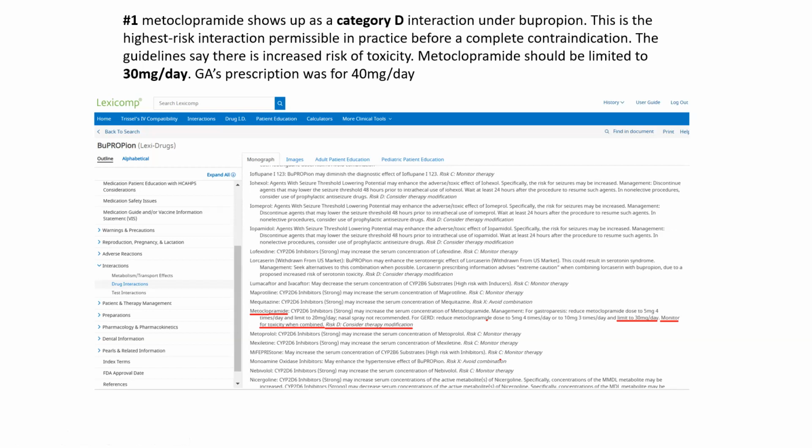And a common example of category D interaction is benzodiazepine and opioids. You may see a lot of patients that are on both, but it's really not preferred to be on both unless there's no other alternative.